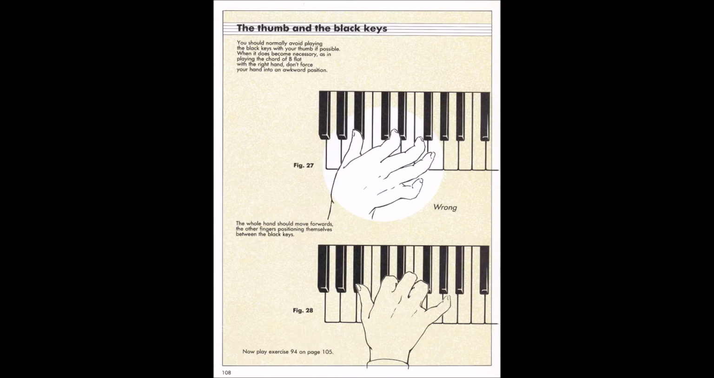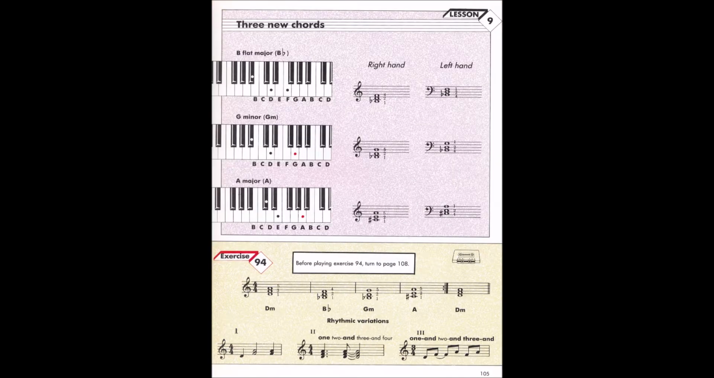Well, if you turn to page 108, you can see how to get round this little difficulty. The illustrations show clearly how it should and shouldn't be done. Don't twist your hand around to get your thumb where you need it. Instead, move your whole hand forwards until the thumb is over the B-flat key. It's really quite easy once you've tried it a couple of times. Now let's hear exercise 94.